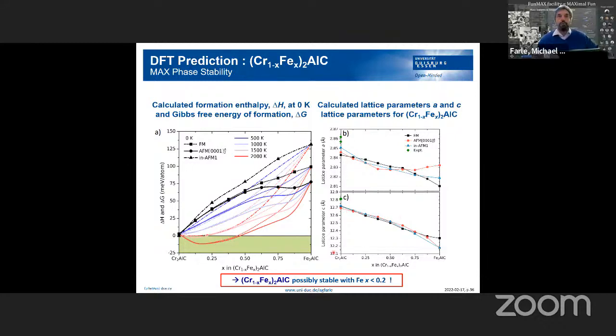Oh, I forgot to put the names here. Sorry for that. So that's Martin Dahlquist and his group. They calculated the entropy of mixing and Gibbs enthalpy as a function of concentration of iron in this parent compound.